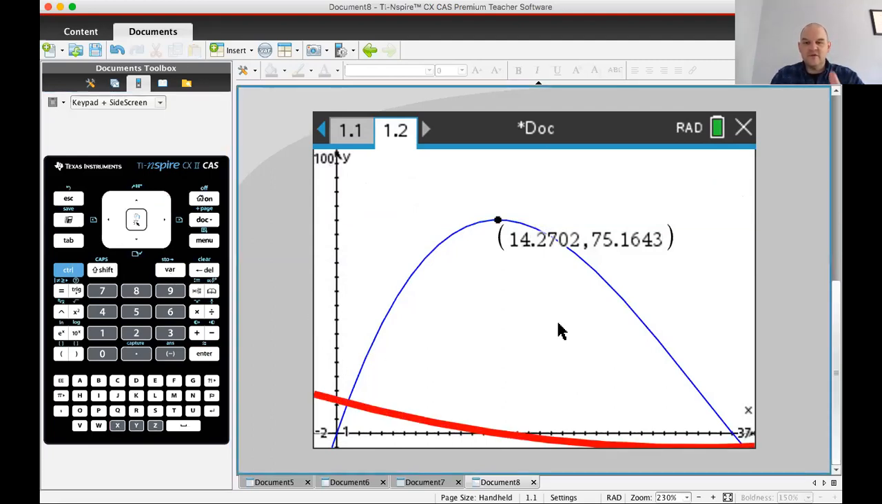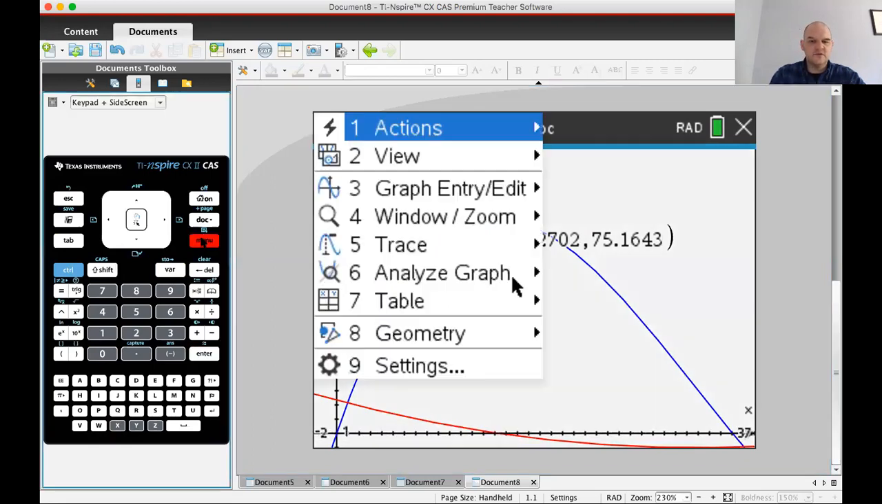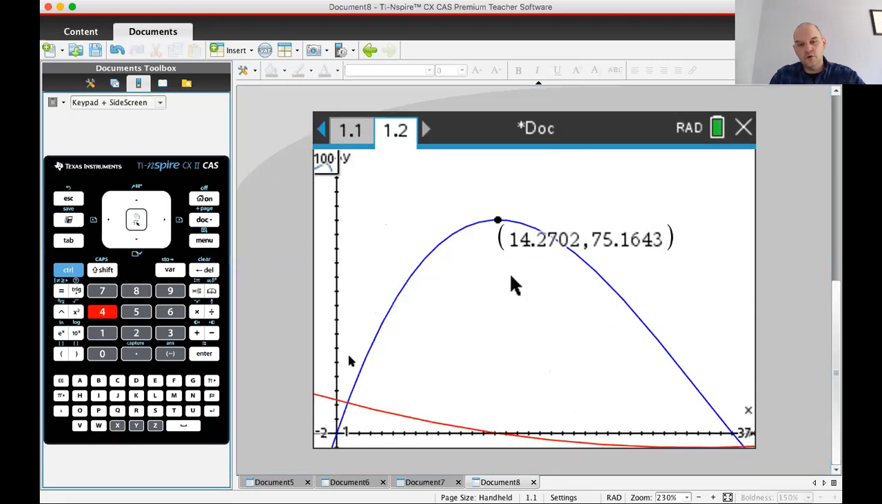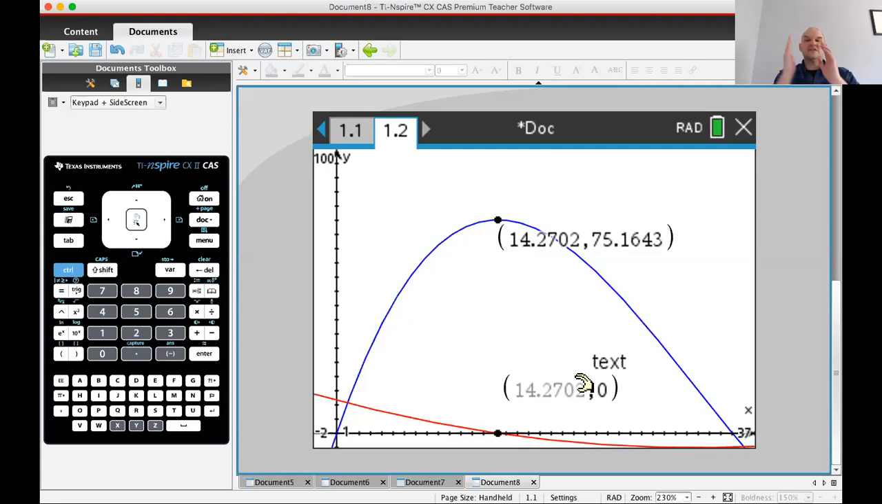Okay, so now with this approach, I wanted to find when the acceleration changes from positive to negative. You can kind of see it's probably going to be 14.270. The way I like to find that is I'll also add 0, do menu 8, 1, 4, click, click. There, that is the time at which the acceleration, which is the derivative of velocity, changes from positive to negative, is the time at which velocity changes from increasing to decreasing.